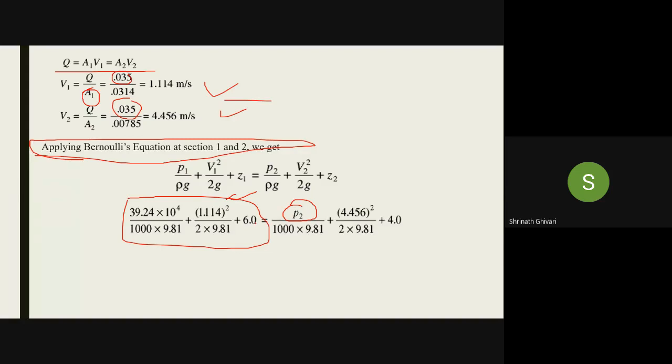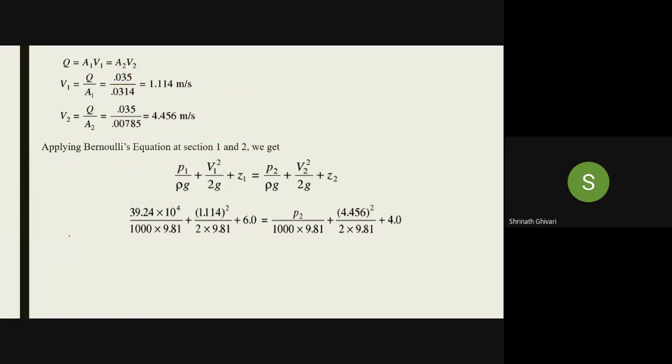Otherwise, what you do? You keep this as it is. Bring everything like here. This will be minus 4.5 something and minus 4. And do everything and add them. Find the P2 value. Then multiply it with whatever complete value you get. You multiply it with 1000 into 9.81. You get P2. Just find me the answer of P2. Simplify it. It's very easy. Do it fast.